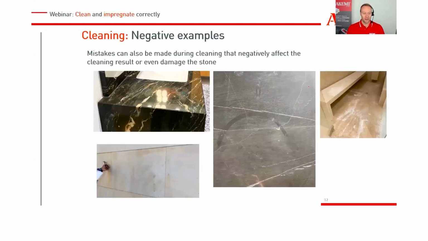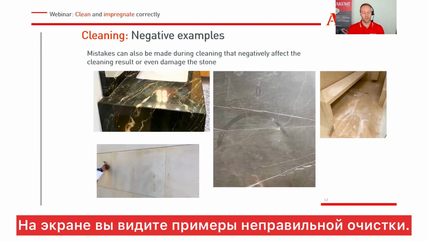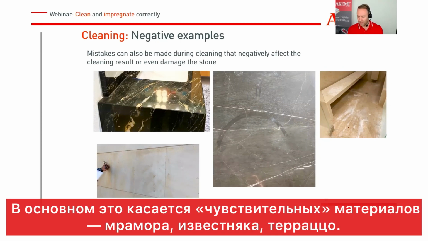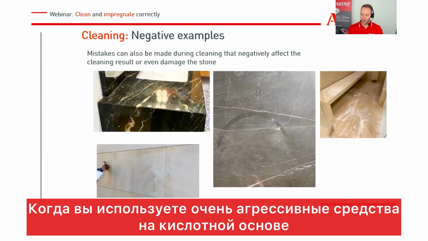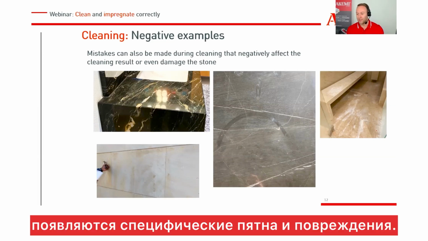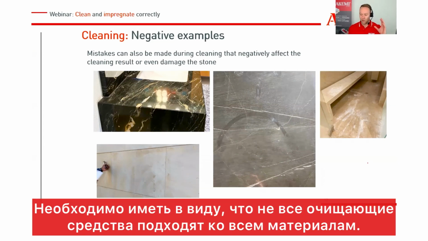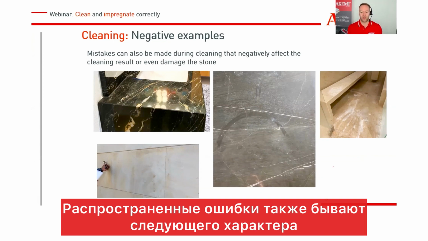Good. Cleaning also can go wrong with cleaning products. First of all, on the right side, when you use a wrong cleaner on a sensitive stone, talking about marble, limestone, or terrazzo, when you take a very aggressive acidic cleaner, some stainings or some damage can happen. So you have to have this in mind when you have certain materials. Not all cleaners work there.